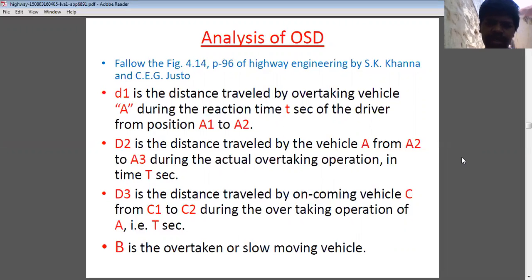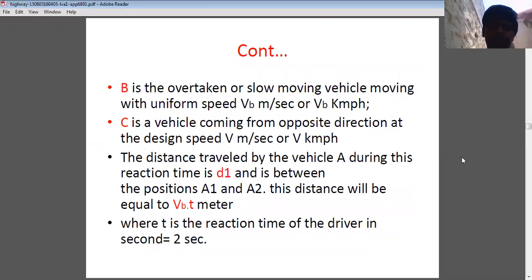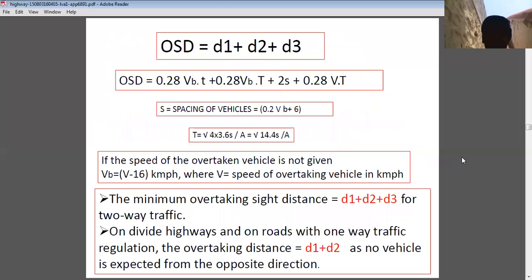B is the overtaken or slow moving vehicle, moving with uniform speed VB meter per second or in kmph. C is the vehicle coming from the opposite direction at the design speed V kmph. The distance traveled by the vehicle during the reaction time is D1, between position A1 and A2. The distance will be equal to VB into t meter, where t is the reaction time of the driver in second, that is 2 seconds.